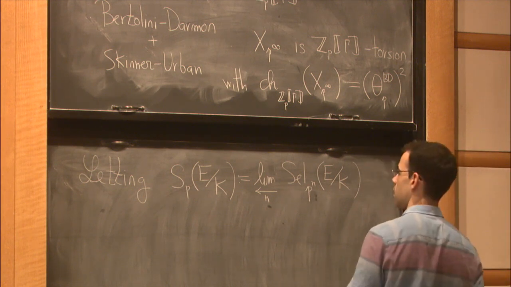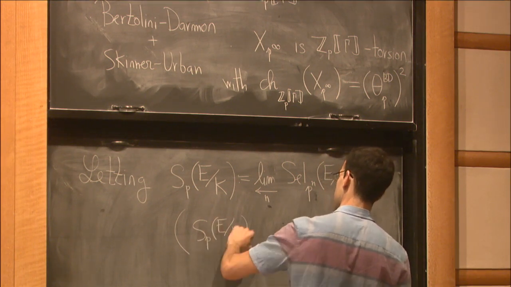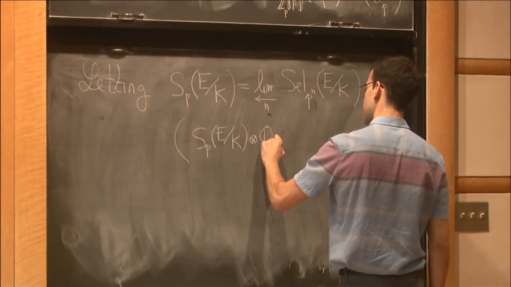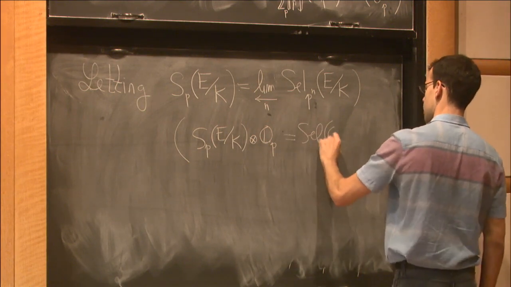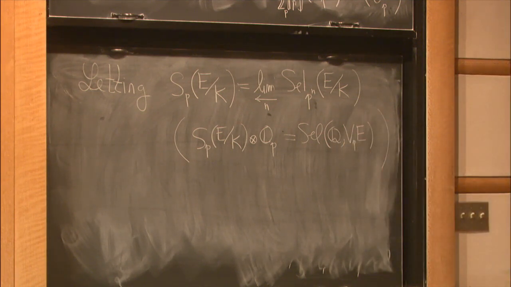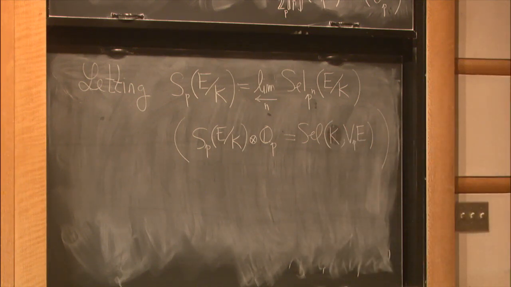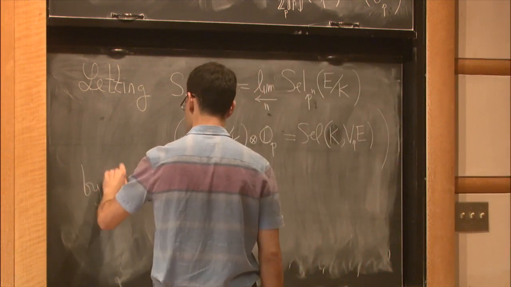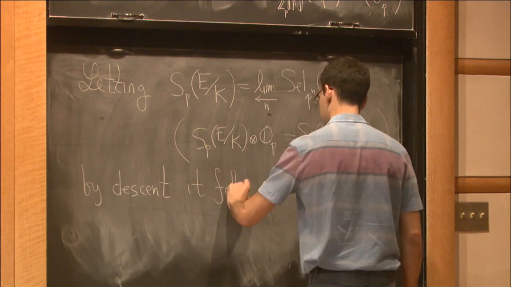So if you want, this is now a Z_p module, and to relate that to the notation I was using earlier, when you tensor this Z_p module with Q_p, you recover what I was denoting before as the Selmer group. Yes, thank you. Okay, so by descent, it follows that we have the following.